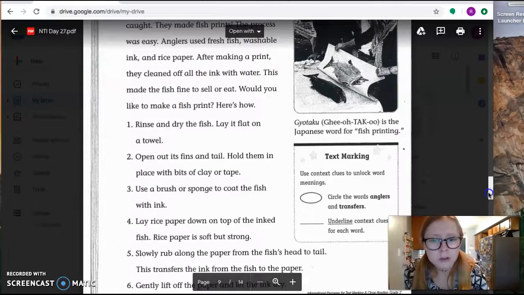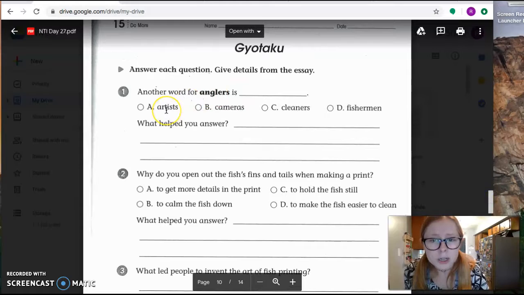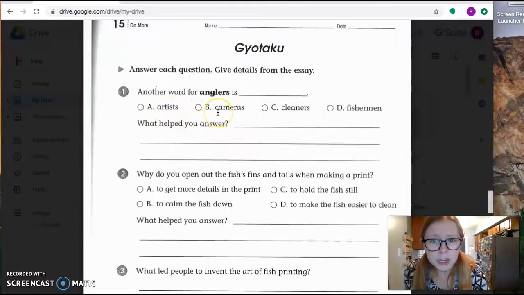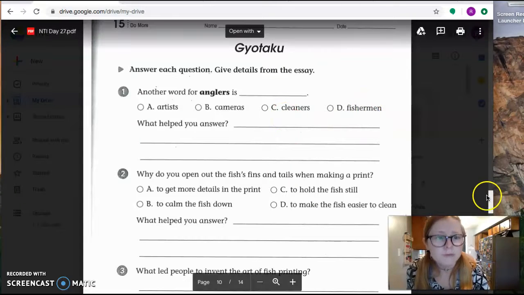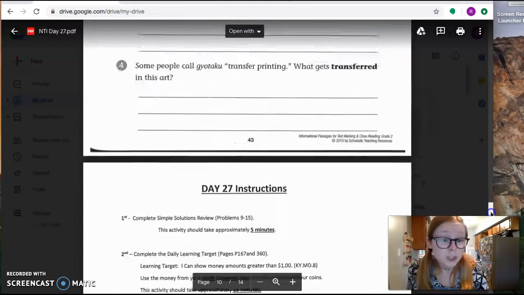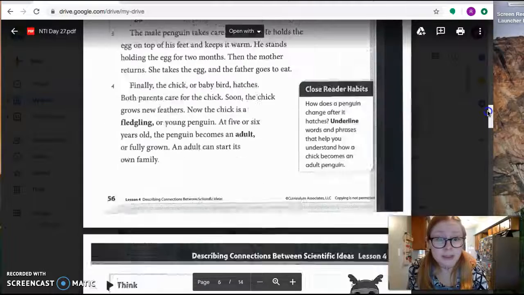Let's look at our choices. Does an artist catch fish, a camera catch fish, a cleaner catch fish, or a fisherman? Fisherman, right? Fisherman. So that's what you're going to do for those words when you're not sure what they mean, okay?